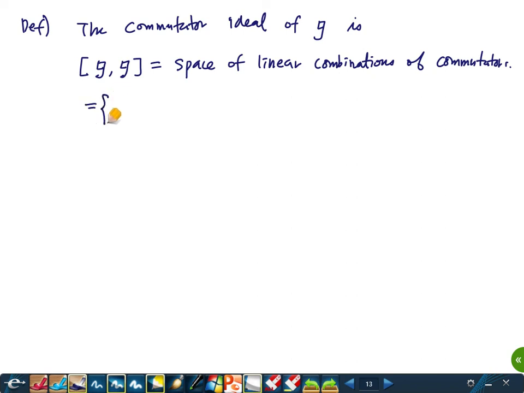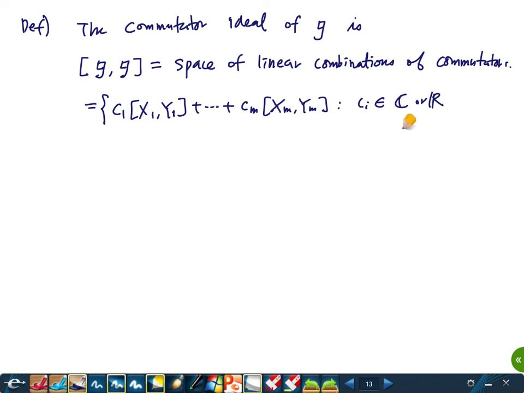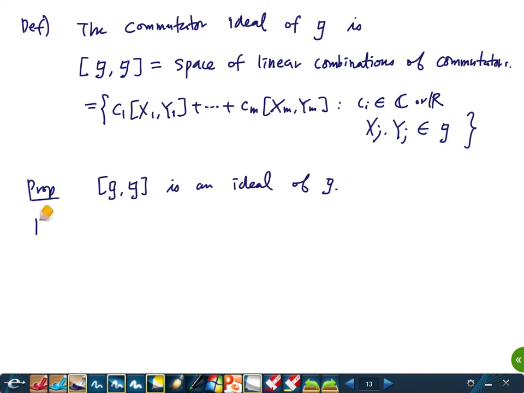So more precisely, it is the set of elements of this form: the sum of c_i times the bracket of x_i and y_i, where c_i is in C or R, depending on whether G is a real or complex Lie algebra, and x_j, y_j in G. So you consider all possible linear combinations of commutators, and then you make a space like that, and that's going to be the commutator ideal. Of course, we can show that this is indeed an ideal. Just try to show that. Proposition: this is indeed an ideal. Proof, it's simple, so just check. You can check it easily.